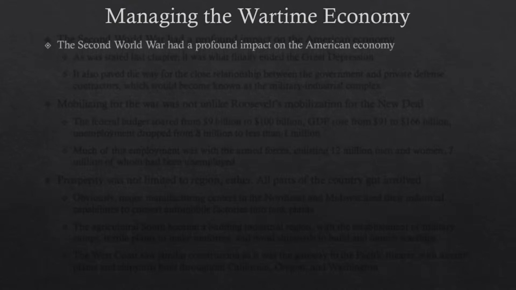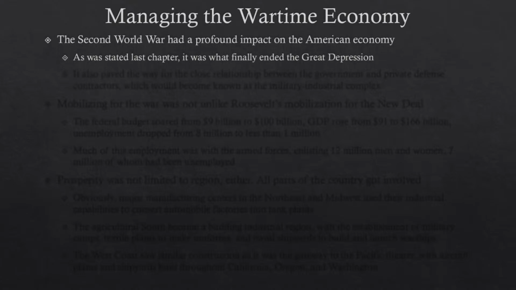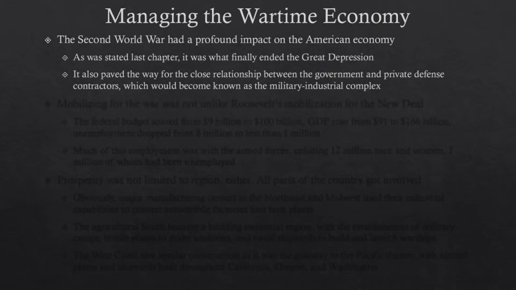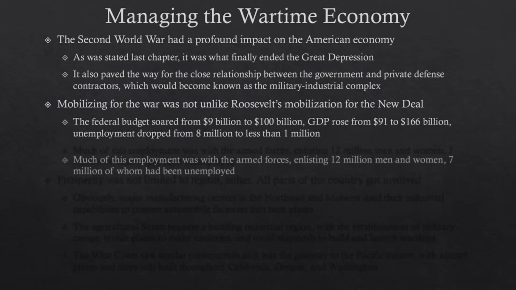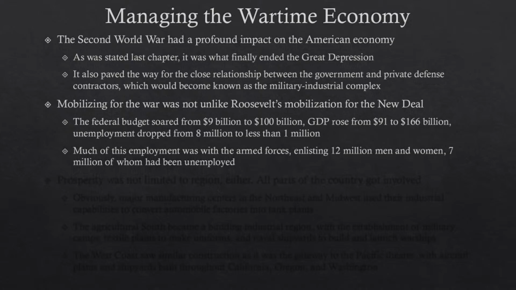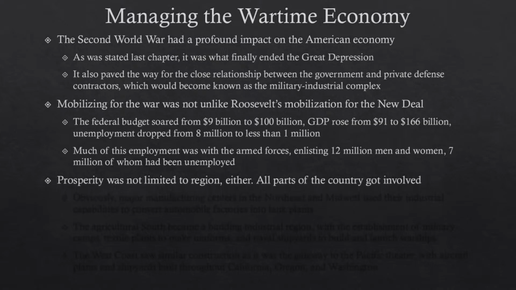Now, the rest of the chapter is stuff going on in America. The Second World War was what stopped the Great Depression. Created the military-industrial complex. Let me make sure I'm just hitting the big parts here because we are running short on time. Federal budget went from $9 billion to $100 billion. GDP went from 91 to 166 billion. Yada, yada, yada. Unemployment dropped.